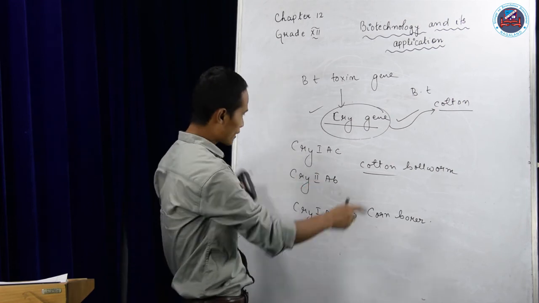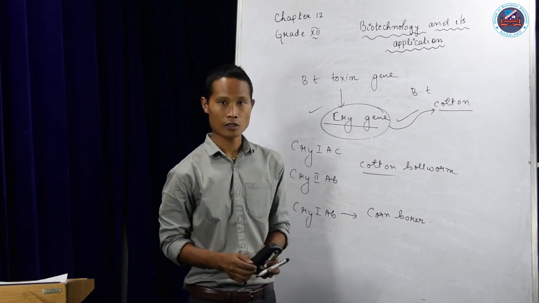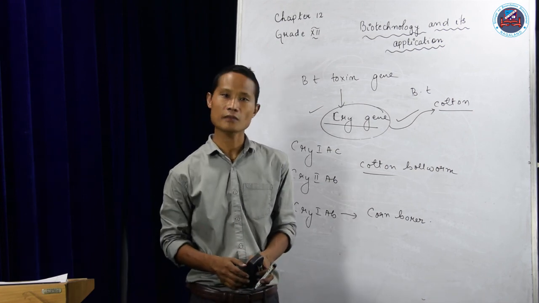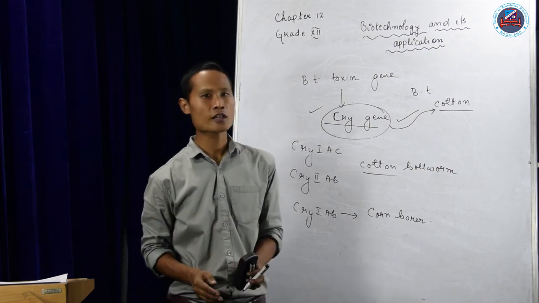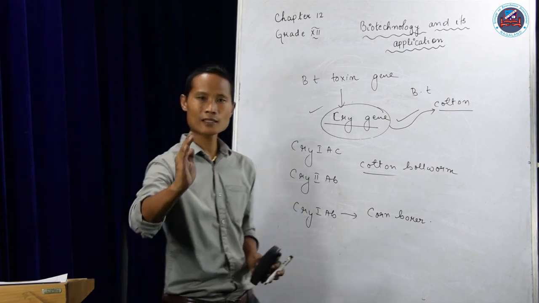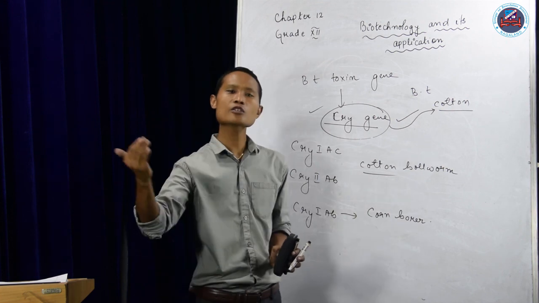So this is a simple mechanism, a simple application of how to use microorganisms for the benefit of mankind. In the next class, we'll talk about RNA interference or pest-resistant plants and human insulin, that is genetically engineered human insulin.